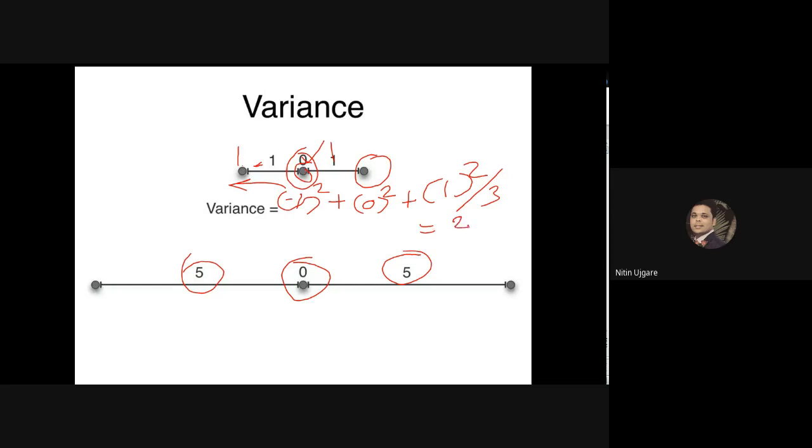So I get the answer 2 by 3. Okay, so 2 over 3 is the variance for this data set. The same way, I will also calculate the variance for this data set. So how do I calculate it?